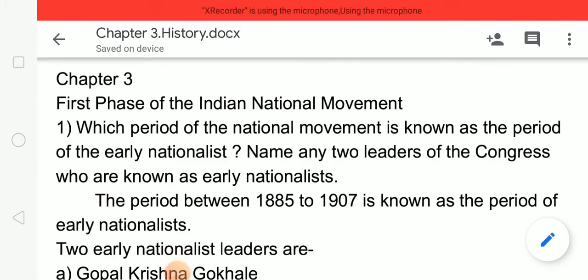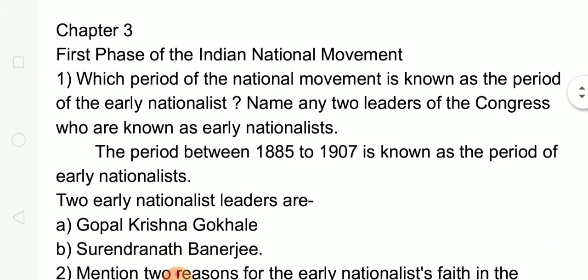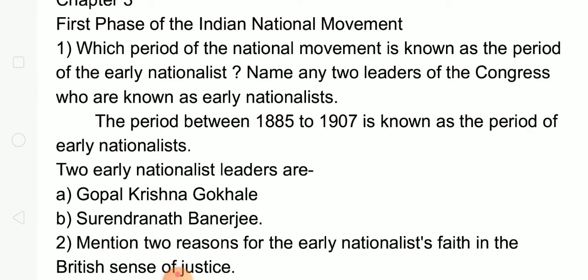Which period of national movement is known as the period of early nationalists? Name any two leaders of Congress who are known as early nationalists. The period between 1885 to 1907 is known as the period of early nationalists. Two early nationalist leaders are Gopal Krishna Gokhale and Surendranath Banerjee.